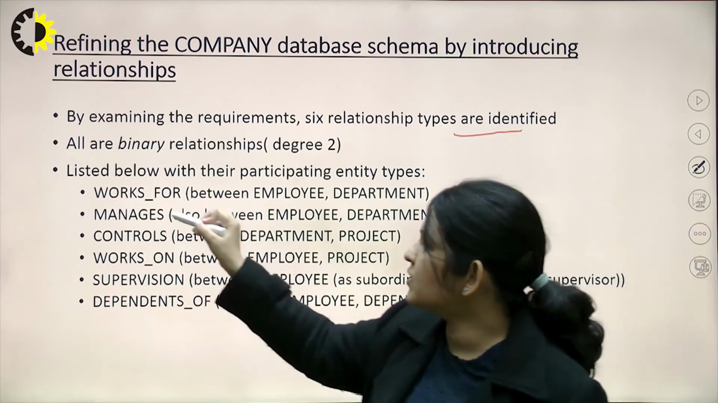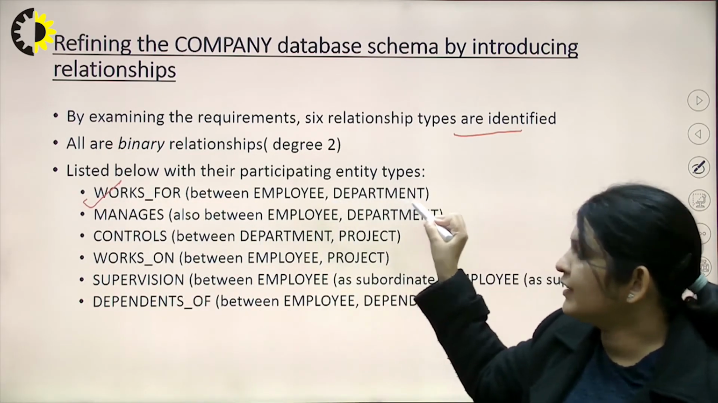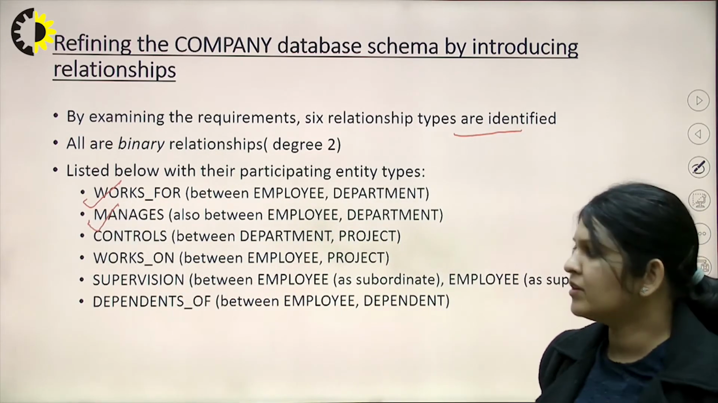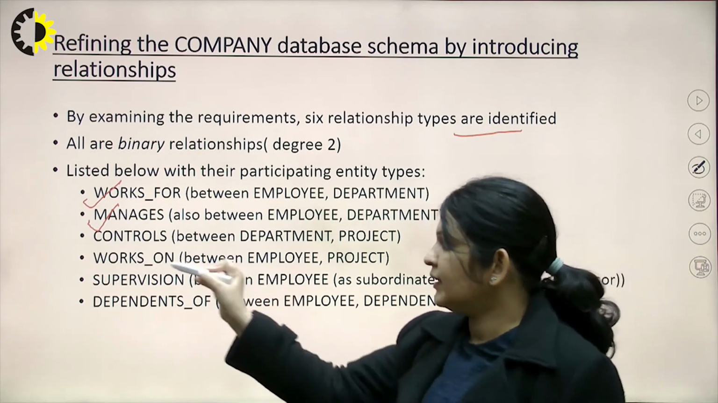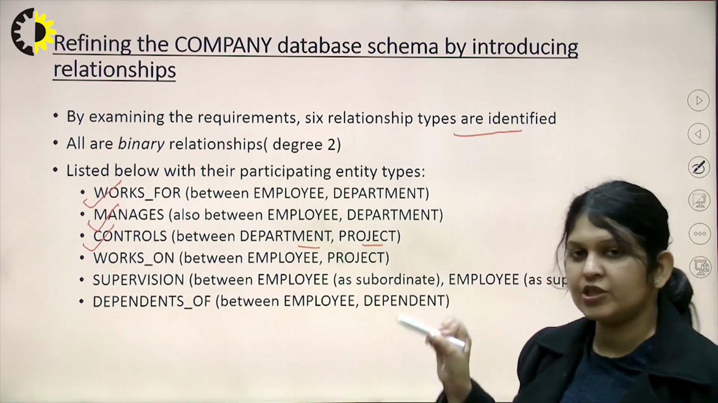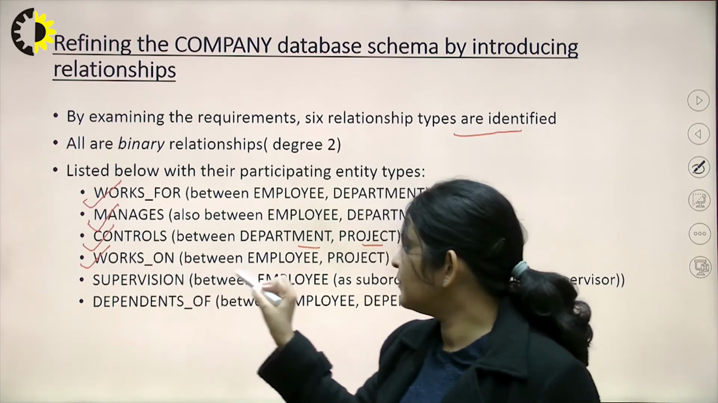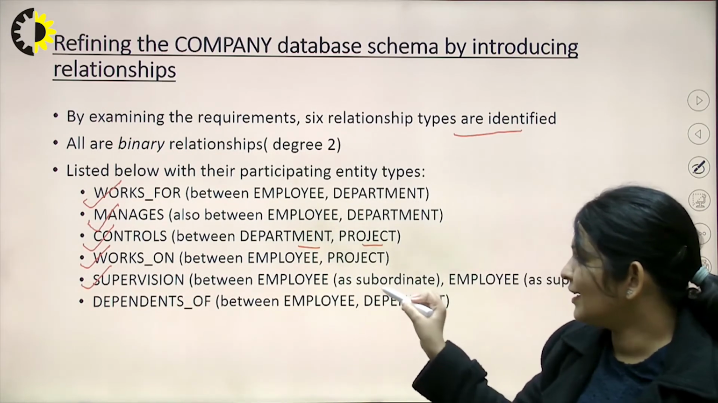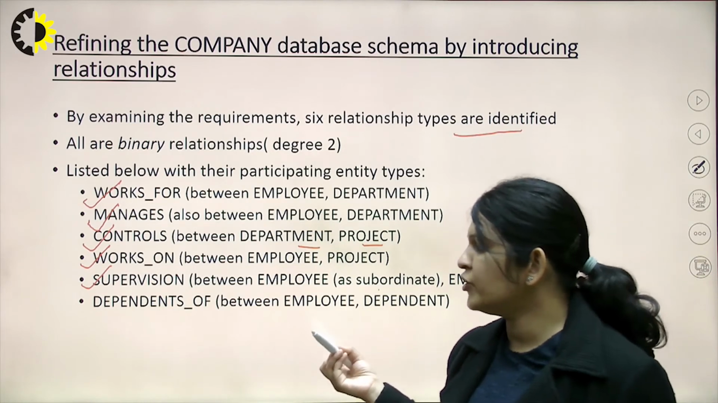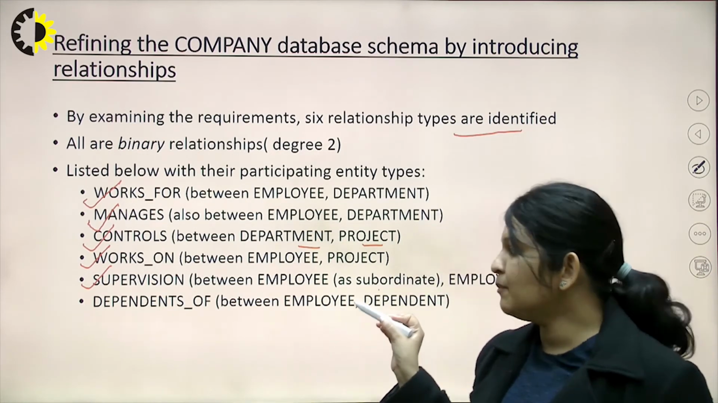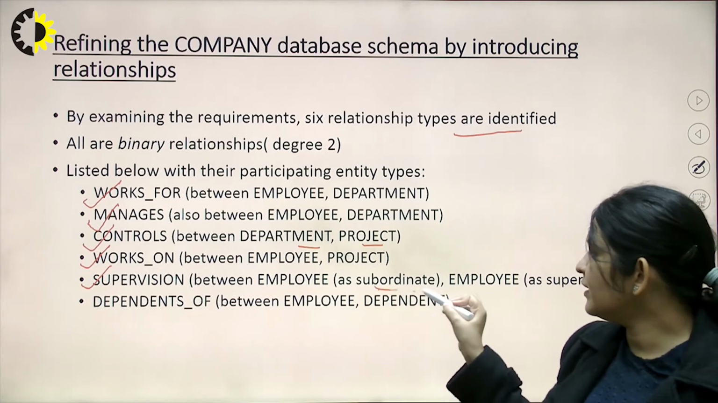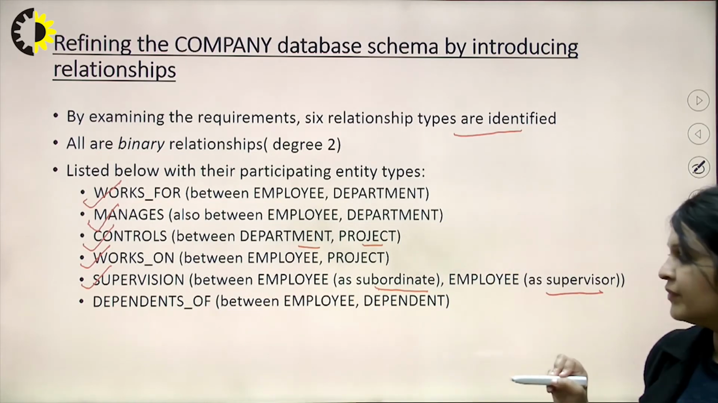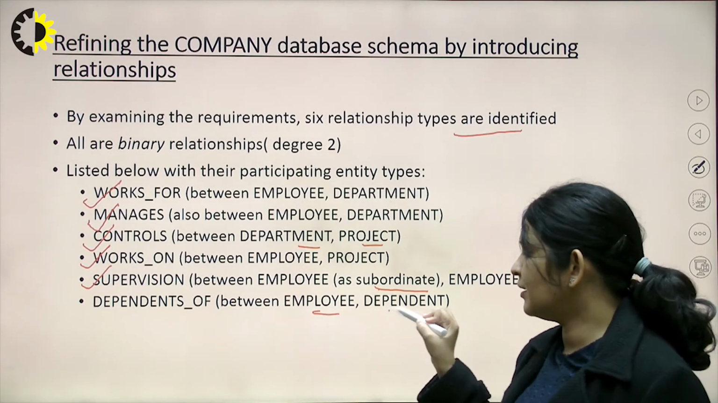That is, we have works_for, which is between employee and the department, then manages, which is between employee and again department, because one of the employees would be managing the department, then controls, between the department and the project, then works_on, between the employee and the project, then supervision, between employee, that is like a recursive relationship, we will look into what recursive relationships are. It's between the employee and another employee, that is a subordinate who would be under a certain supervisor. Dependents_of, that is between the employee and the dependents.